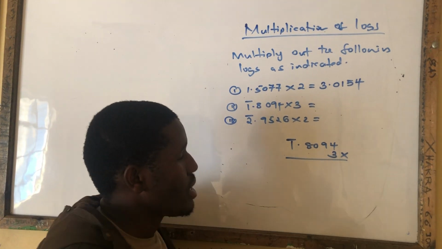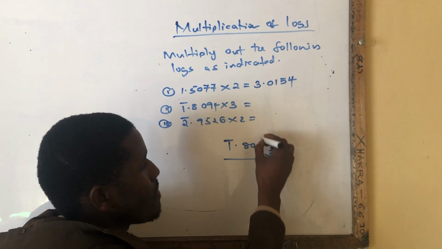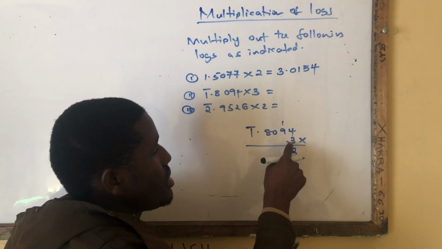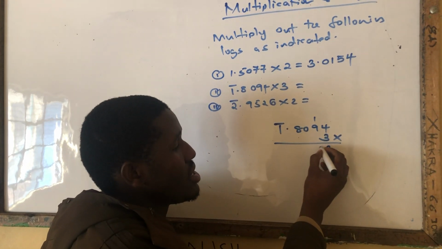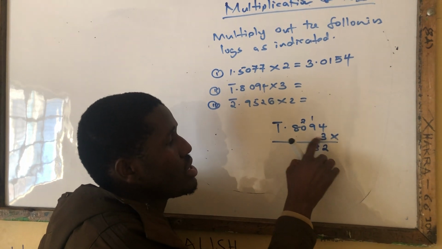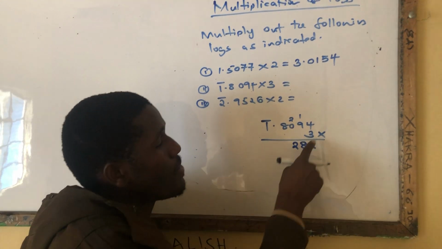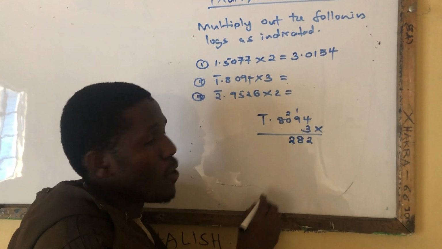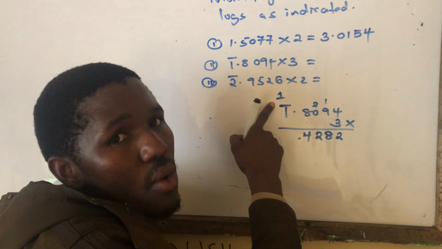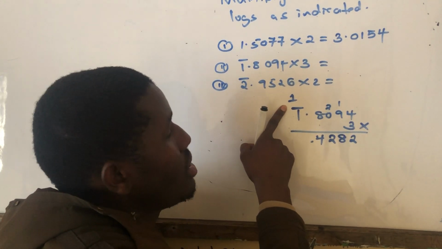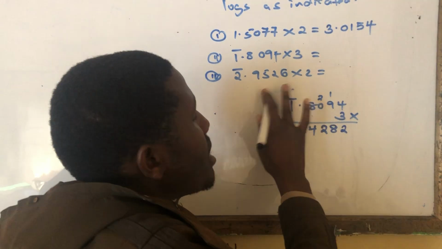In this particular case, I'll multiply 3 times 4, which will give us 12. So write 2, then carry 1. What will be 3 times 9? That will give us 27. Add the one that we carried, that will give us 28, so write 8 and carry 2. What is 3 times 0? That should be 0. Plus the 2 we carried should give us 2. 3 times 8 should give us 24. We'll write 4, then carry 2 to the side where we had the characteristic.